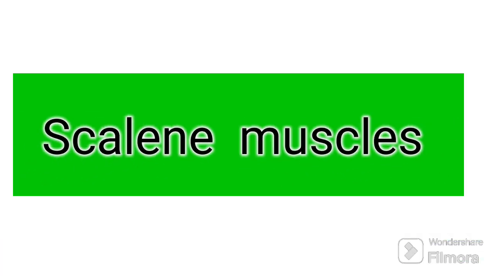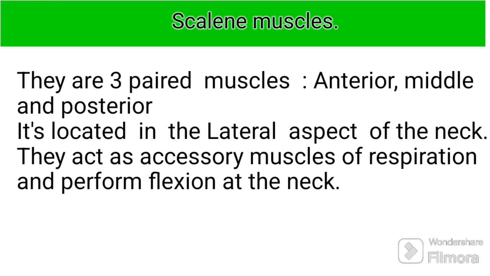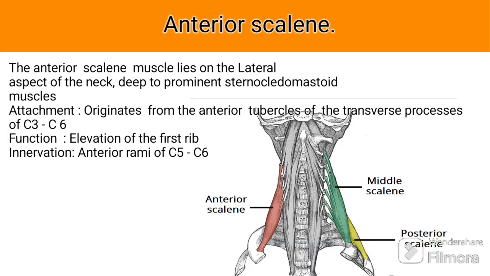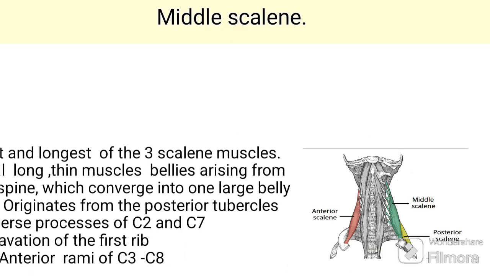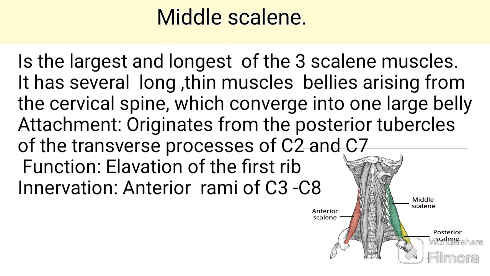Scalene muscles. There are 3 paired muscles: anterior, middle and posterior. They are located in the lateral aspect of the neck. Anterior scalene is a muscle that lies on the lateral aspect of the neck. Attachment: it originates from the anterior tubercles of the transverse processes. Function is to elevate the first rib. The middle scalene is the largest and longest of the 3 scalene muscles. It has several long, thin muscle bellies arising from the cervical spine. Its function is to elevate the first rib.